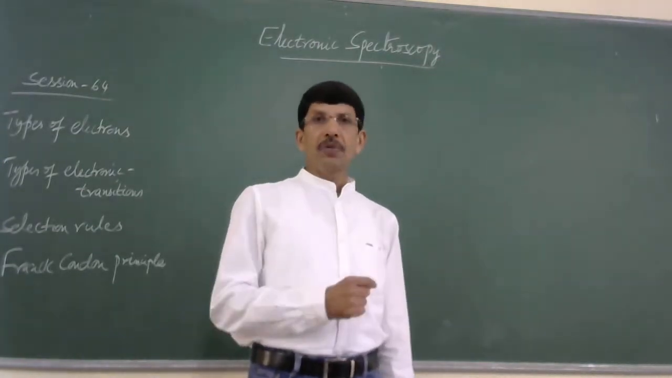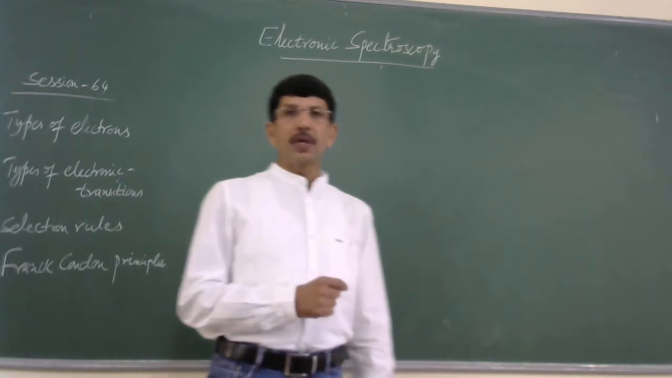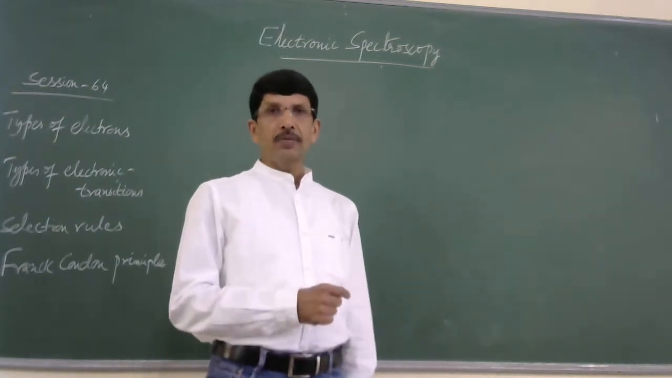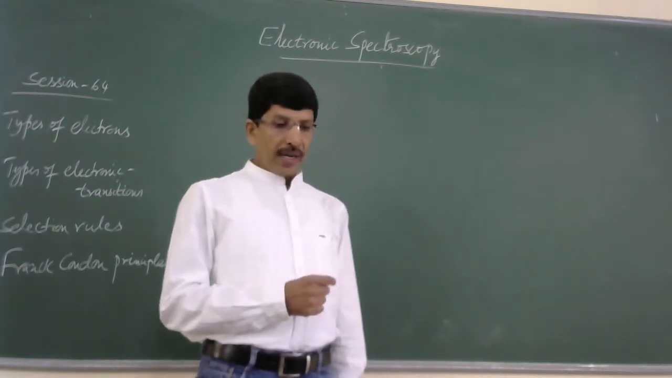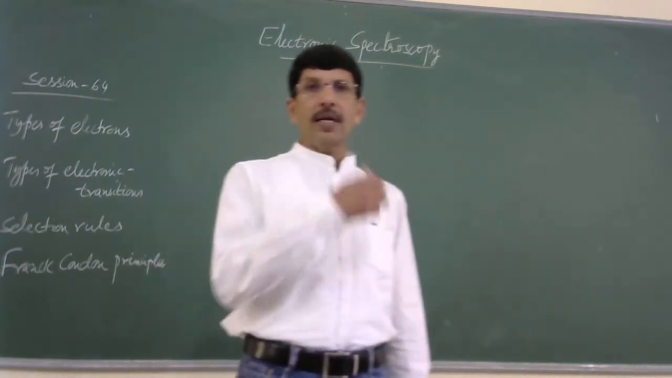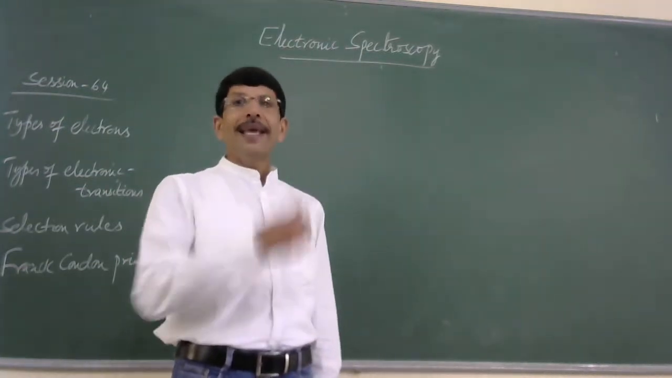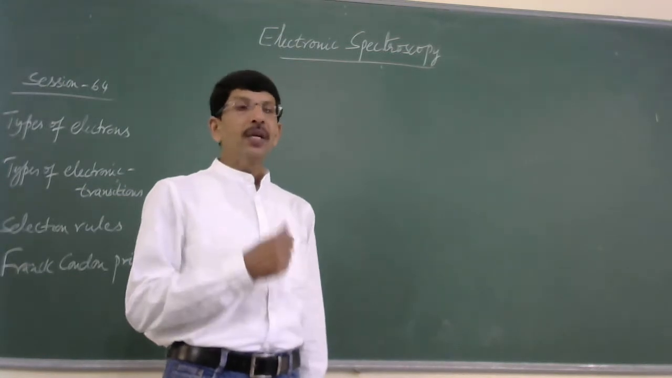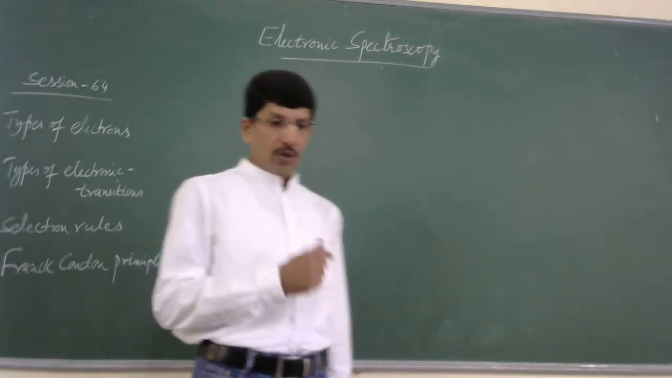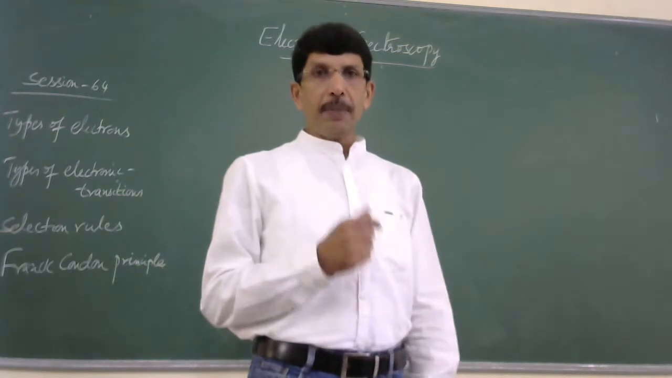It is called UV visible spectroscopy because we use ultraviolet and visible radiation, and it is also called electronic spectroscopy because upon irradiation of the sample with ultraviolet visible radiation, electronic transitions are induced. Hence, it's also called electronic spectroscopy.